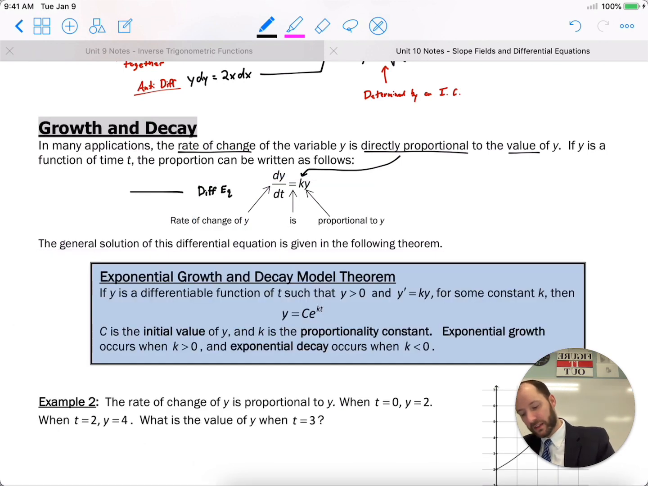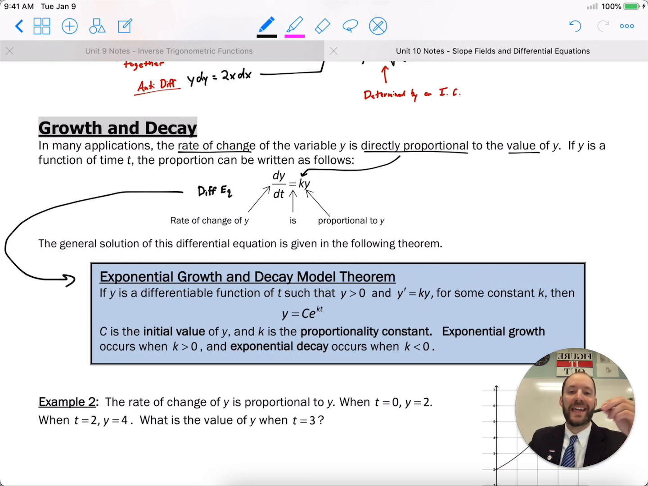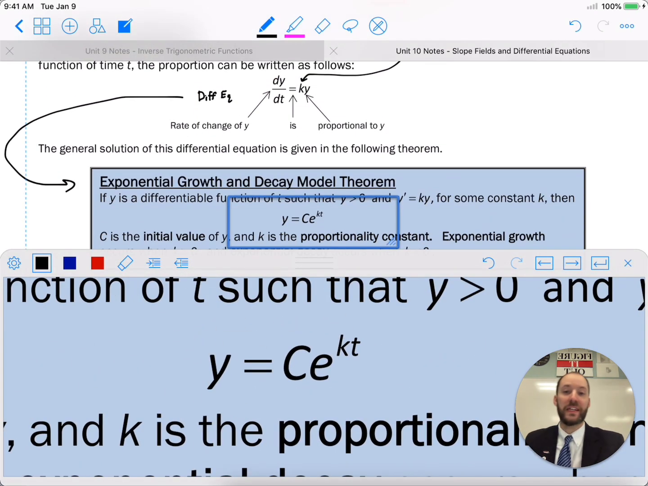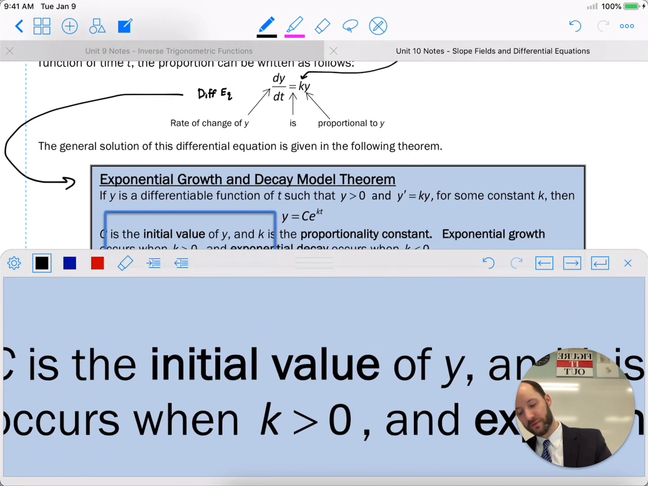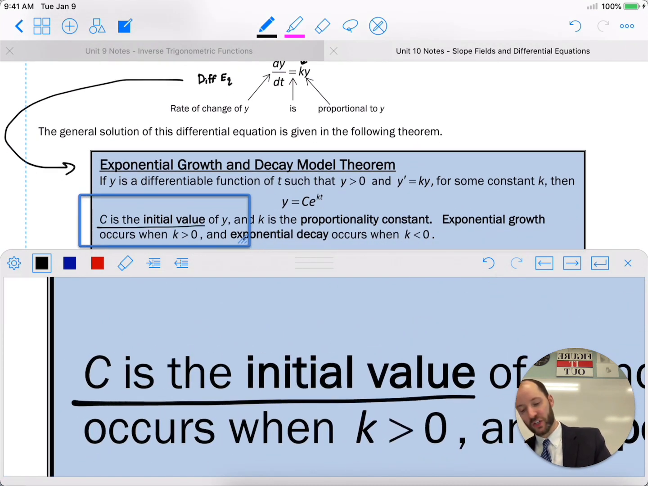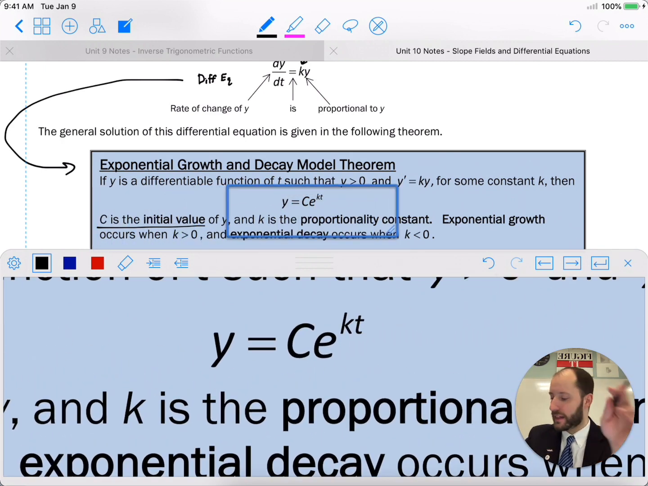And this leads us to our exponential growth and decay model. y equals c times e to the kt. Note we have the k there. c is the initial condition, the initial value of our exponential growth and decay model. And a lot of times when we solve this and we use this equation, there's very little calculus in the problem. It is a lot of algebra.